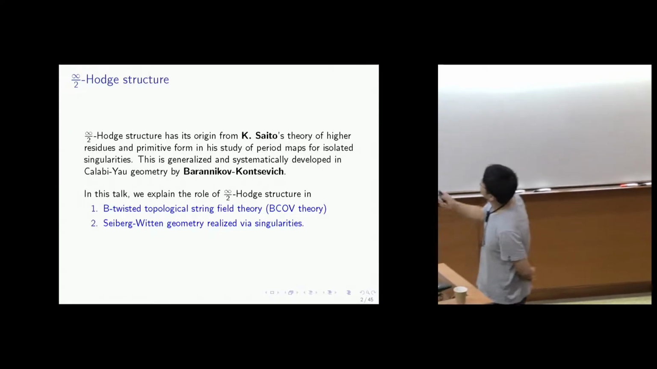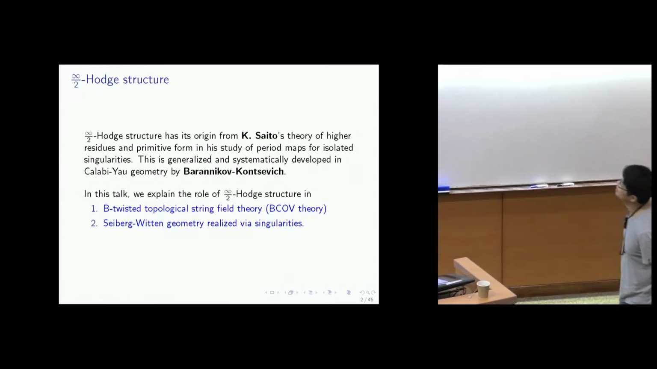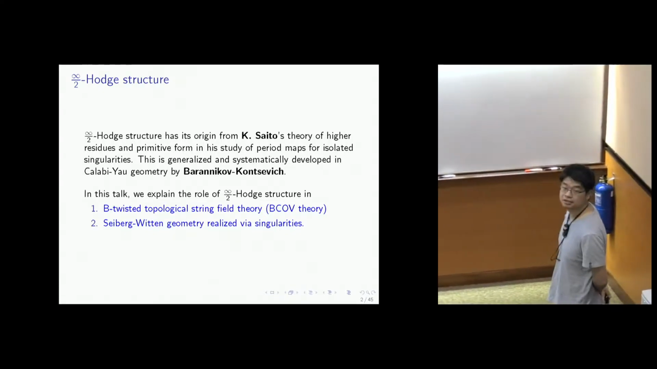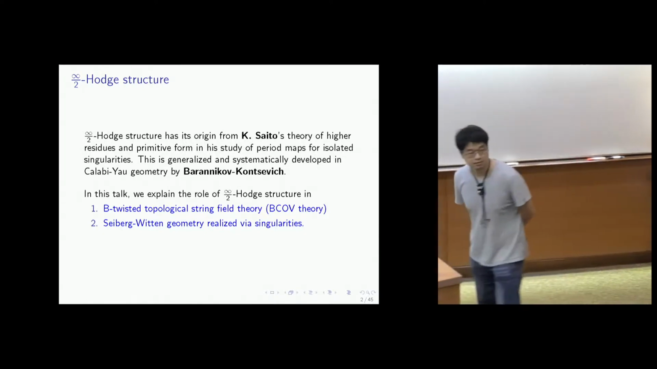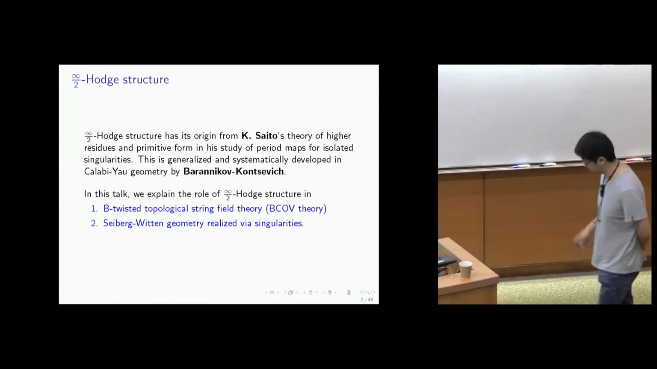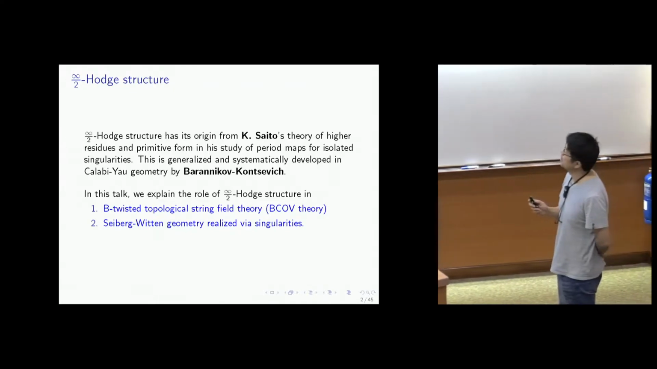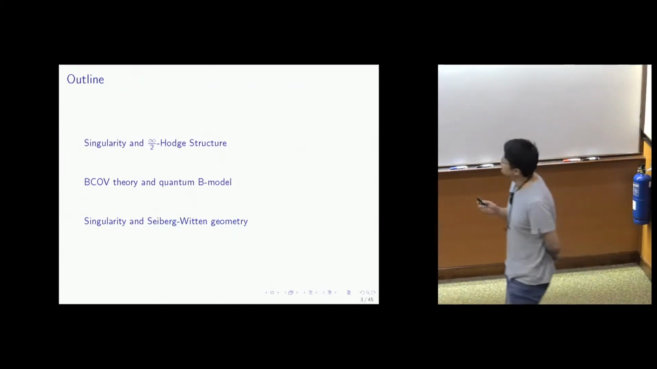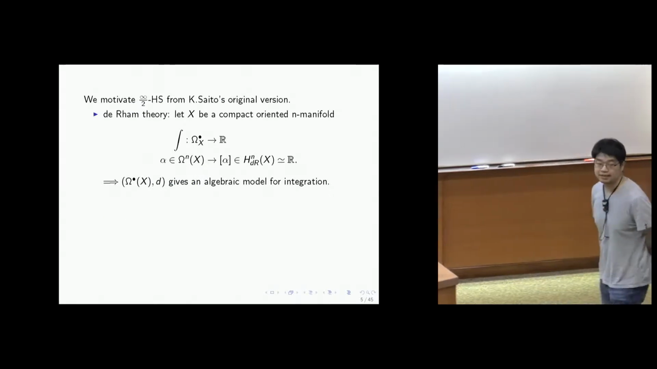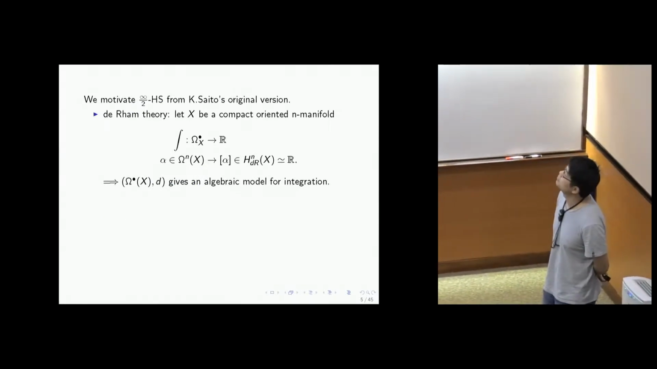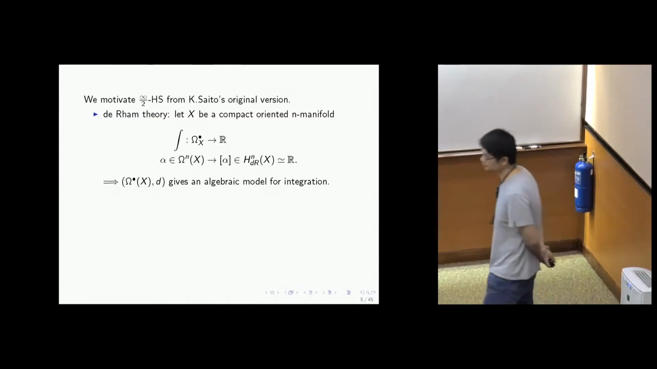I'll be explaining this structure from two different perspectives. One is from topological string, the BCOV topological string. The other is from Seiberg-Witten geometry, as realized by singularity theory. So this is the outline. I would like to motivate this semi-infinite Hodge structure from Saito's original version.